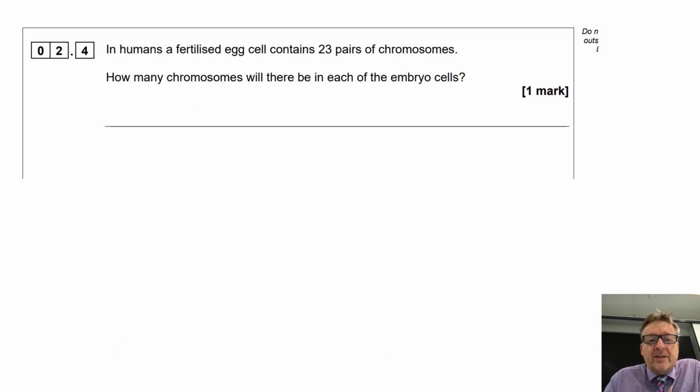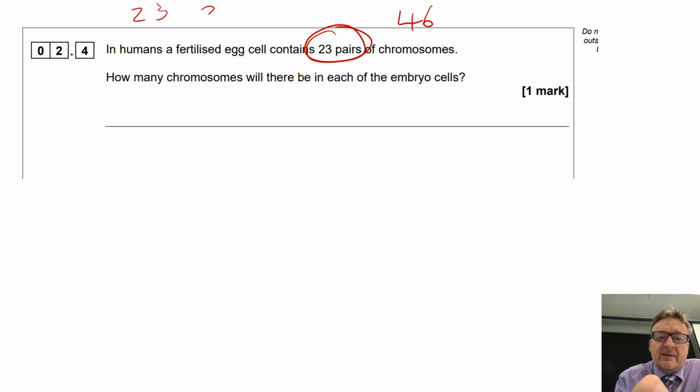2.4. In humans, a fertilized egg contains 23 pairs. Pairs means 2, so therefore if there's 23 pairs, there must be 46 chromosomes. Fertilized egg, 23 from the egg, 23 from the sperm. That's my thinking. How many chromosomes will there be in each embryo cell? So in one embryo cell, there's 23 pairs. That means there must be 46.